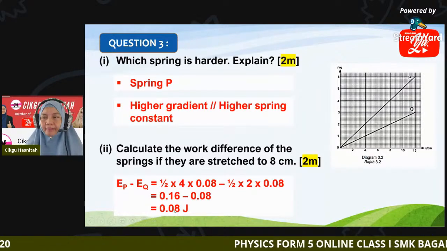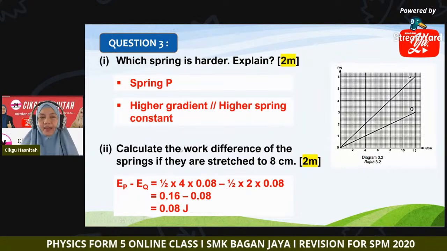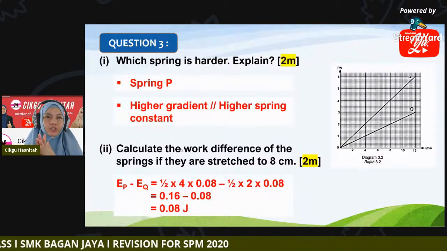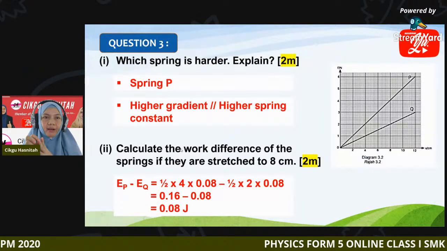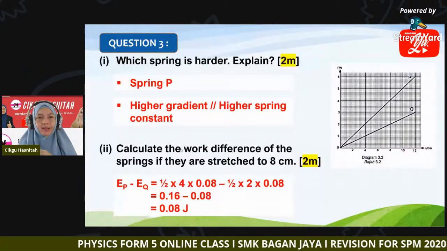Alright. Okay, so are you clear how to find the work difference? Again, work done or elastic potential energy stored in a spring can be determined from the area under the graph of force against extension of a spring.